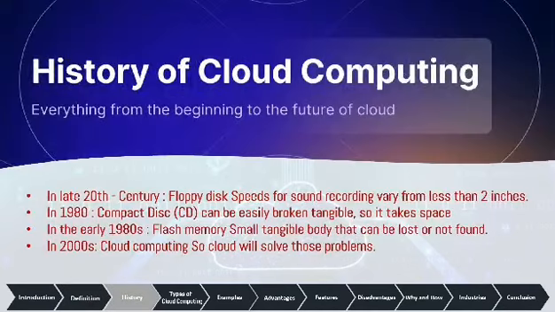Second, history. In the late 20th century, floppy disk speeds for sound recording varied, with sizes of less than 2 inches. In 1980, the compact disc, CD, could be easily broken and, being tangible, it takes up space. In the early 1980s, flash memory was a small tangible body that can be lost or not found. In the 2000s, cloud computing arrived, so the cloud will solve those problems.